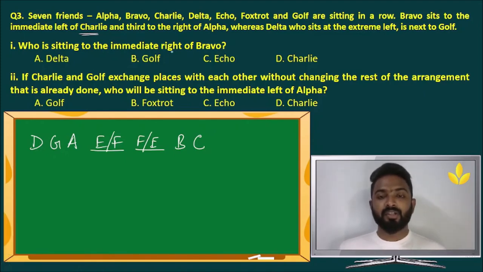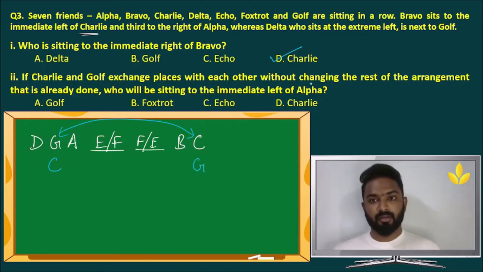Let's start with the questions now. Who is sitting to the immediate right of B? Immediate right of B is C. Answer is D. If C and G exchange places with each other, okay, C and G exchange places with each other, that means this is C and this is G. Then who will be sitting to the immediate left of A? Immediate left of A would be C. Again, the answer is C.